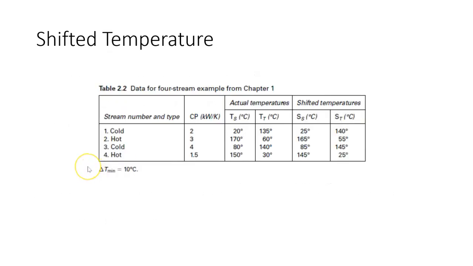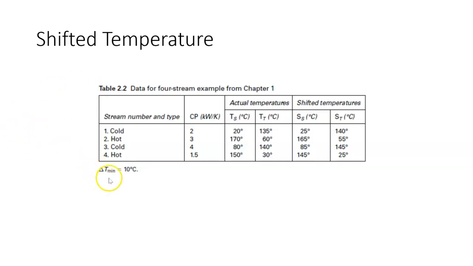And this is the problem statement in front of us. Say there are four streams: streams 1 and 3 are cold streams, and 2 and 4 are hot streams. Their CPs are respectively 2, 3, 4 and 1.5. Their supply and target temperatures: stream 1 is 20 to 135, stream 2 is 170 to 60, stream 3 is 80 to 140, and stream 4 is 150 to 30.